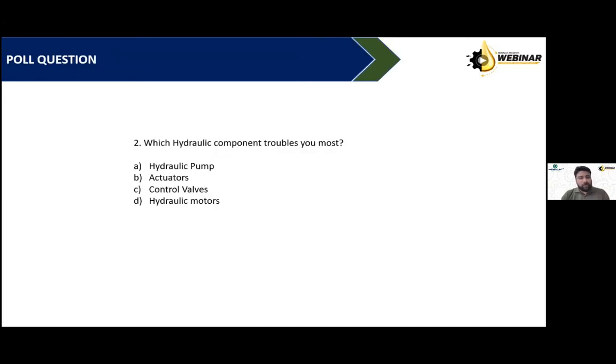So time for another poll question. Which hydraulic component? You might have worked with multiple hydraulic equipment systems. So if you are a maintenance engineer or maybe someone who has been related to hydraulic systems, you can certainly give your opinion about which hydraulic pump or actuator or control valve or hydraulic motor troubles you the most.